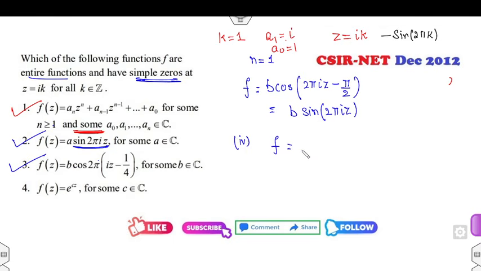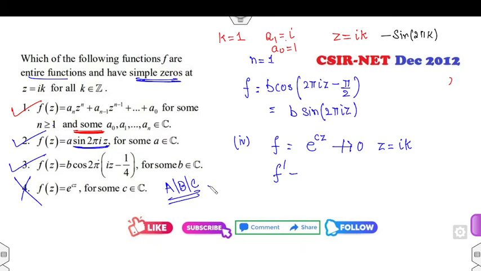Fourth case, if f is equal to e raised to power c z, clearly it does not go to 0 as z is equal to iota k. Fine. If it does not go to 0, that means it is not a simple pole. A, B, C are my right answers of this problem.